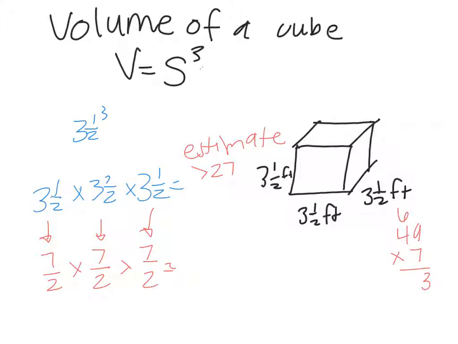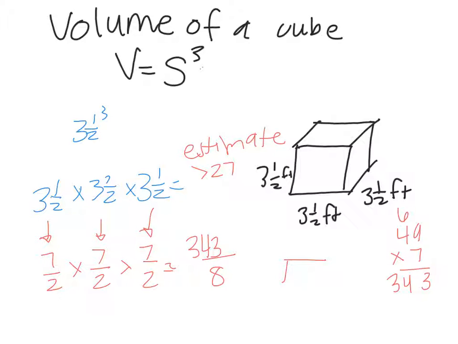28, 29, 30, 31, 32, 33, 34. 343. 2 times 2 is 4. 4 times 2 is 8. So I have 343 eighths. Obviously, I don't want to leave it as such.